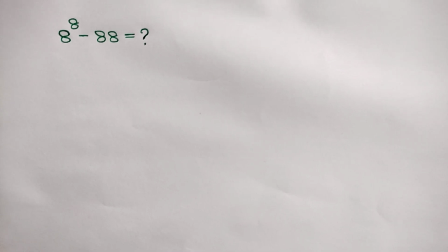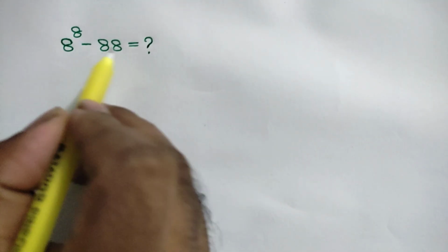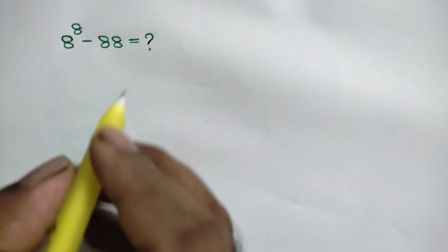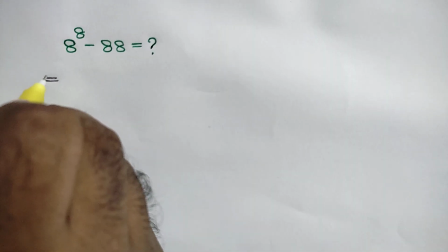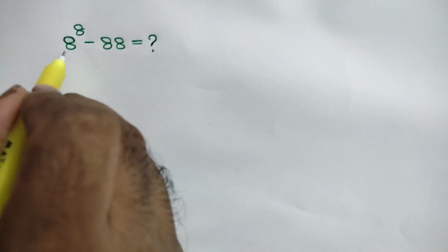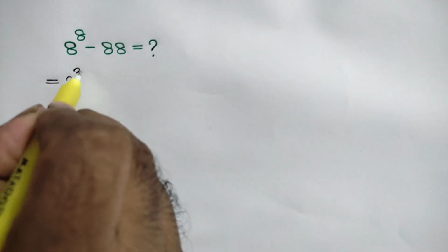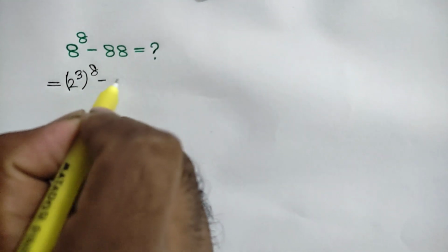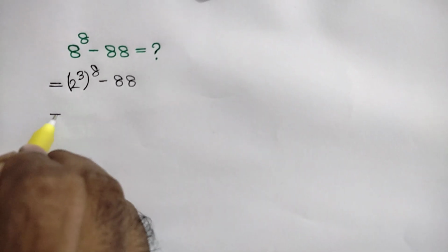Let's start. The question is: 8 to the power 8 minus 88 is equal to what? Calculator not allowed. Okay. This 8 can be written as 2 cube, whole to the power 8 minus 88.